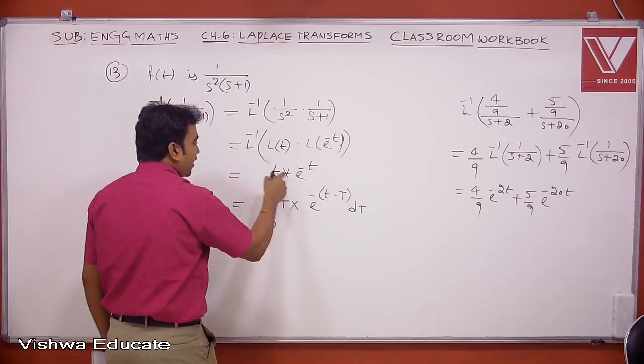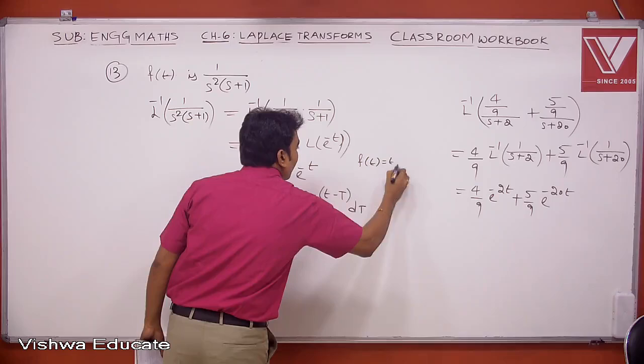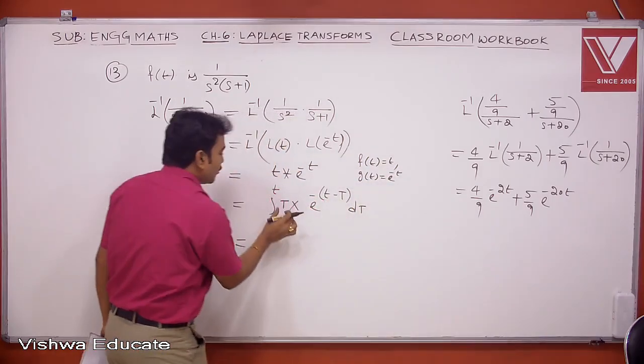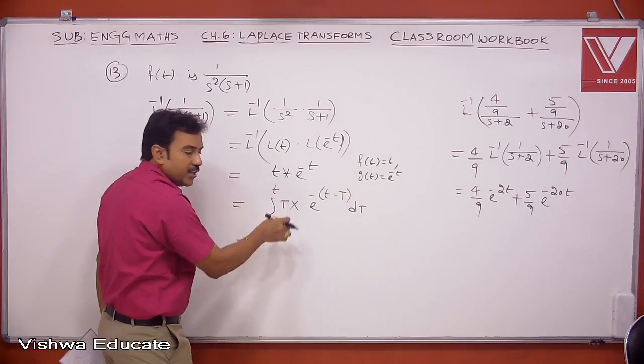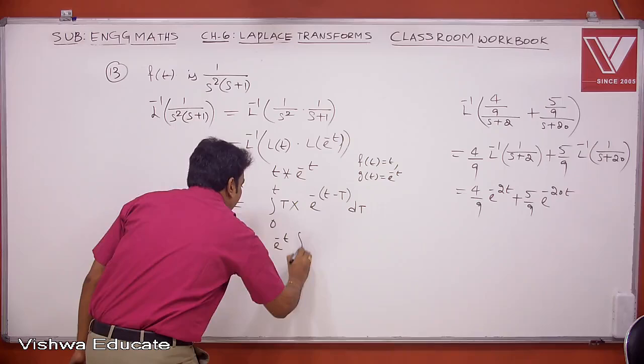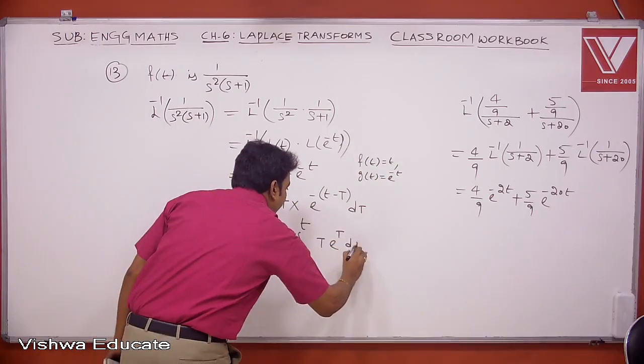So f of t is this small t and g of t is e power minus t. So here we need to write f of capital T, so capital T into this. Therefore this is e power minus t into integral 0 to t times e power t dt.